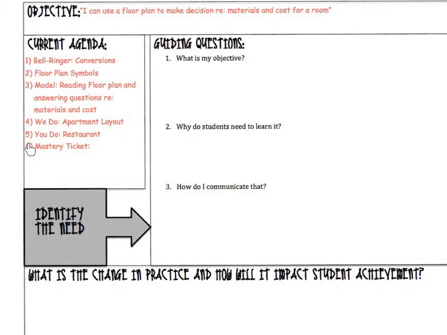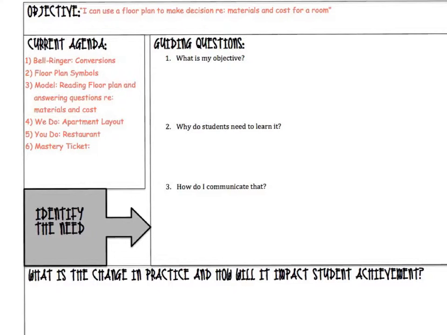And then for their mastery ticket, I'm going to give them a floor plan, and I'm going to have them calculate the cost of carpet, hardwood floor, laminate flooring, and tile. And then I'm going to ask them to make some financial decisions about that. So I have my lesson laid out, but as I mentioned earlier, I need to make sure that I establish the need for my students. So I'm going to go through the guiding questions.